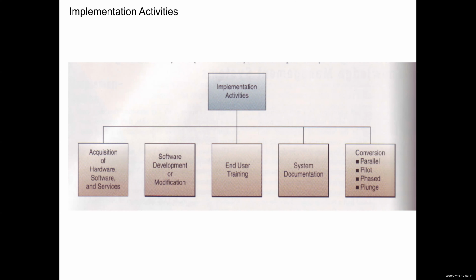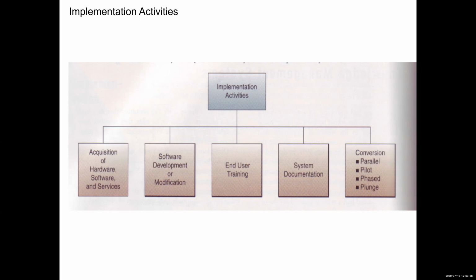Once all these things are done, the last thing is how to convert the system. If there is an existing system in place and you want to move on to a new system, you can run it in parallel. So you have the old system and the new, and then over time you convert to the new system only. That is what we call the parallel conversion.